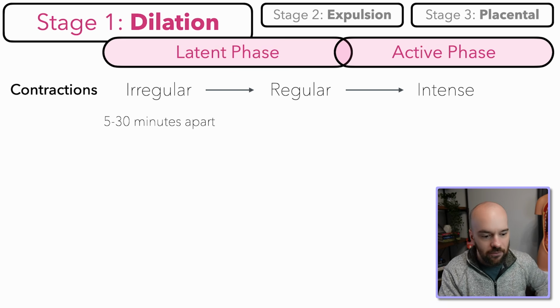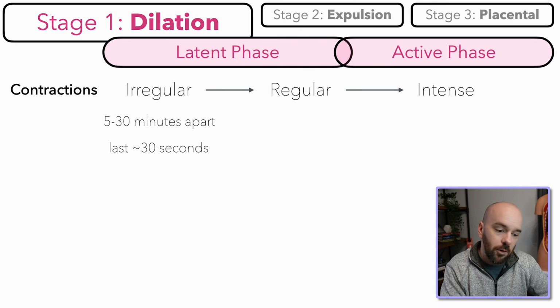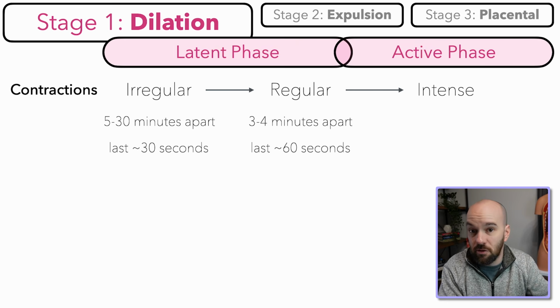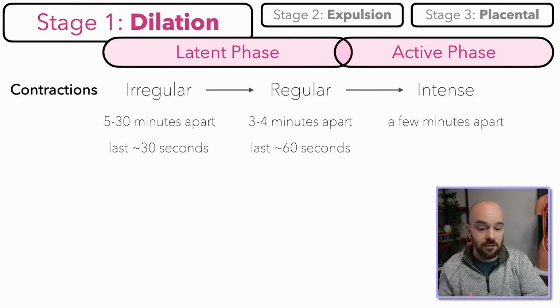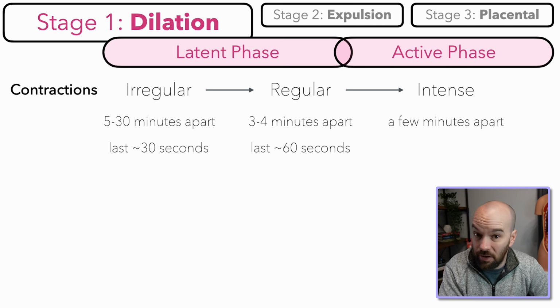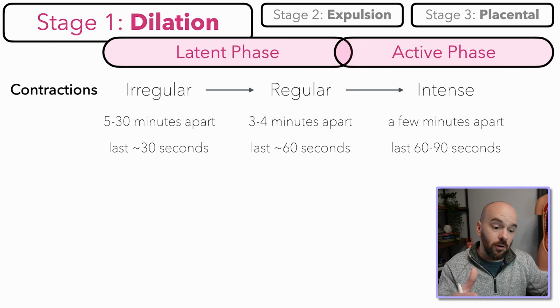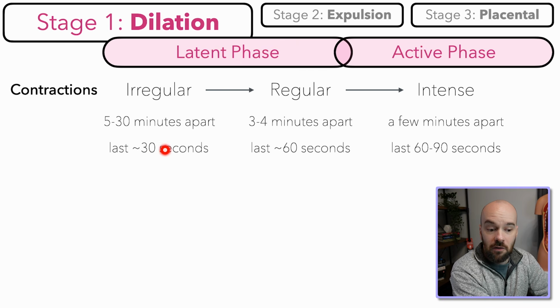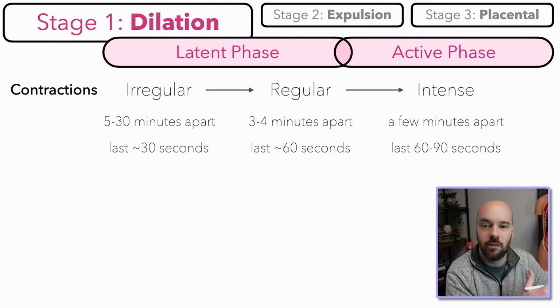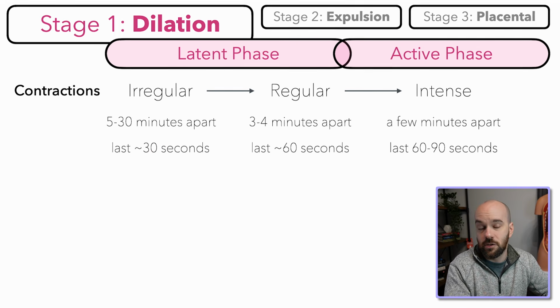To give a few average numbers and ranges, during the irregular contractions, those could be anywhere from 5 minutes to 30 minutes apart between each contraction, and they'll be lasting maybe around 30 seconds or so. Toward the end of the latent phase, those contractions are maybe 3 to 4 minutes apart. They're going to be lasting closer to around a minute. And then eventually during that active phase, the contractions will be just a couple minutes apart, and they'll last anywhere from 60 seconds to 90 seconds. And by this point, for a hospital birth, the mother will have been admitted somewhere back here towards the beginning of the latent phase, so she's being observed and everything in the hospital if they're choosing a hospital birth.